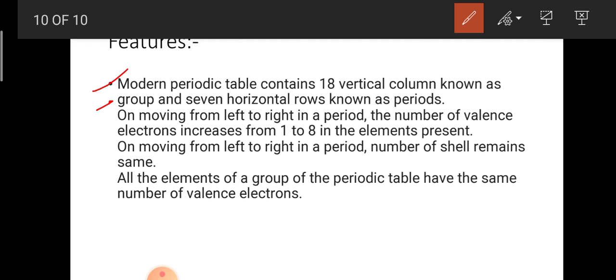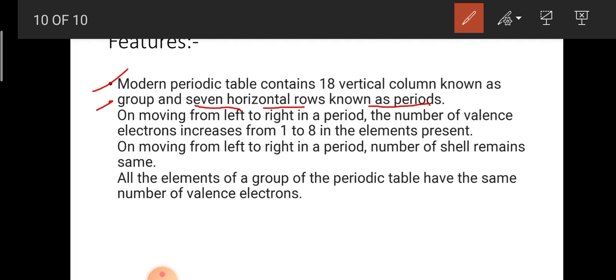As we know, group 1 is known as alkali metals, group 2 as alkaline earth metals, and group 18, in which noble gases are present, is known as the noble group. Group 17 elements are known as halogens, while group 16 elements are known as chalcogens. And we have 7 horizontal rows known as periods.